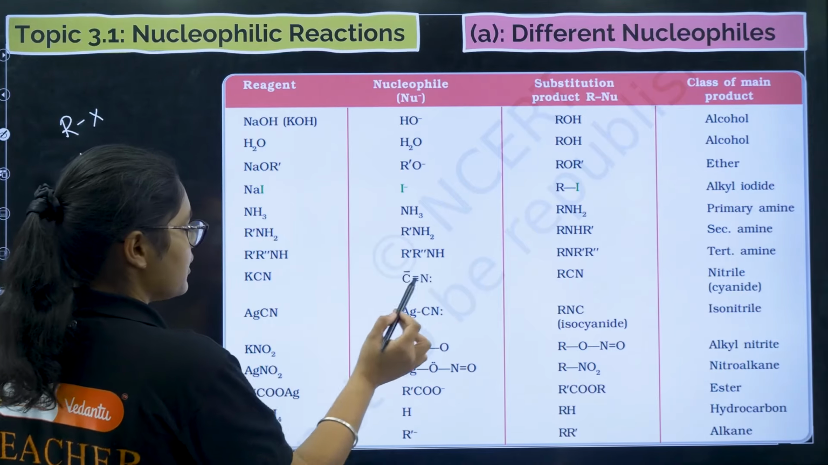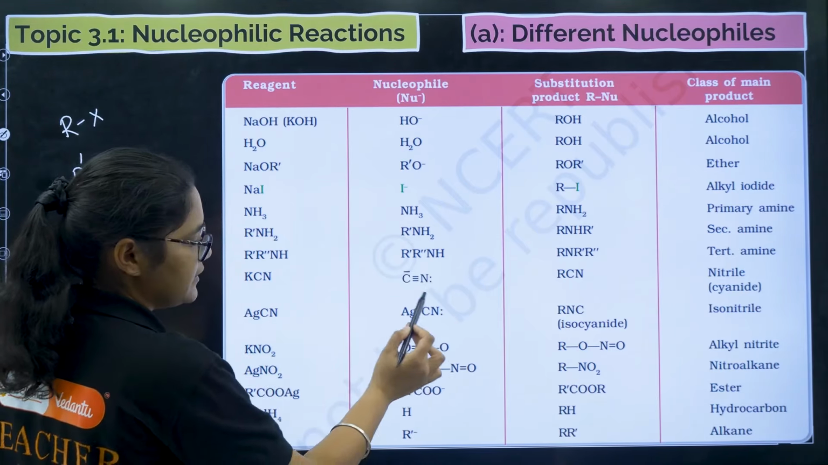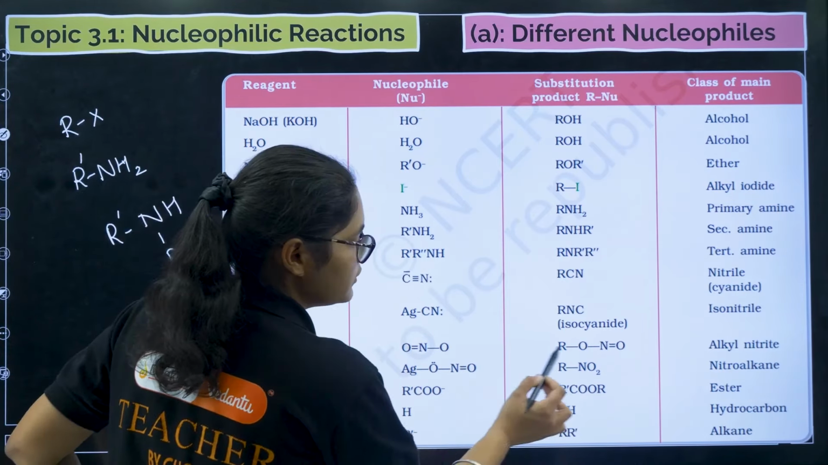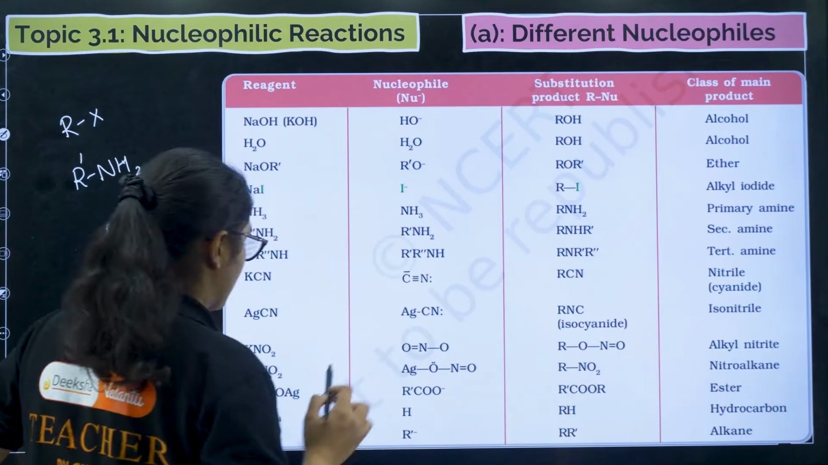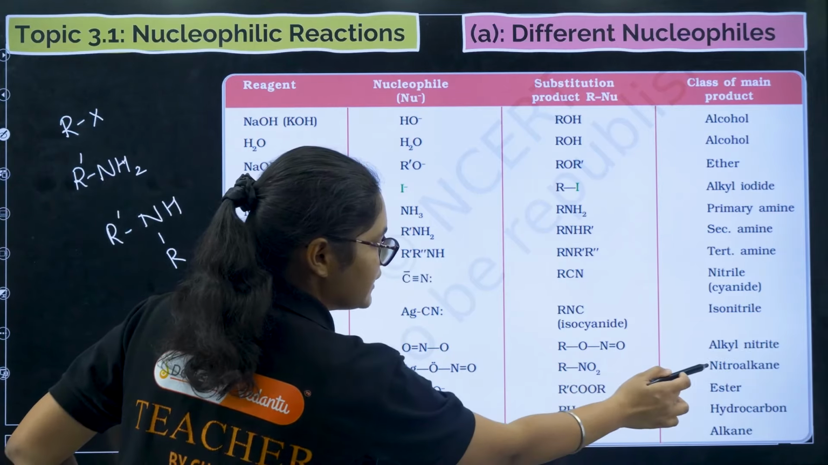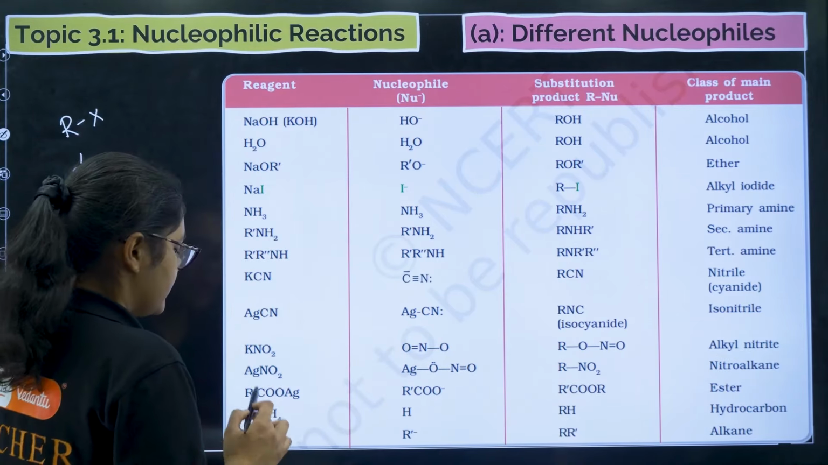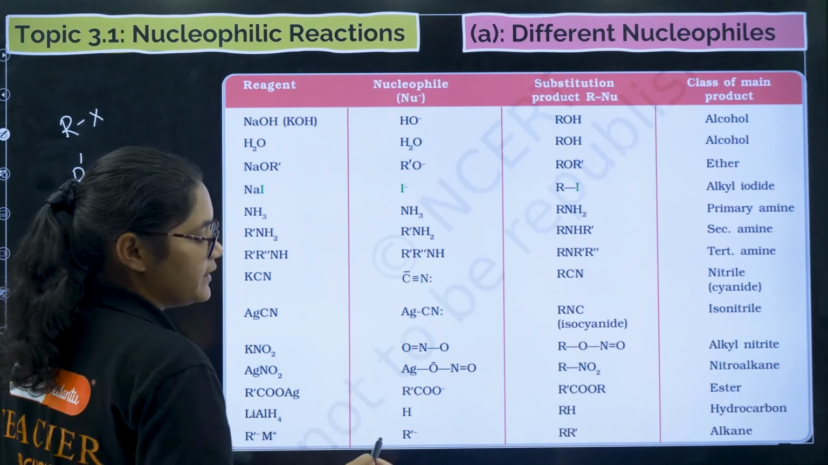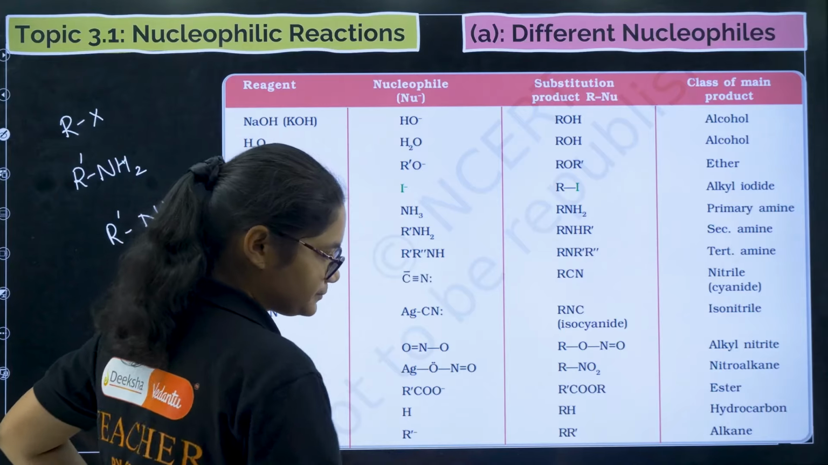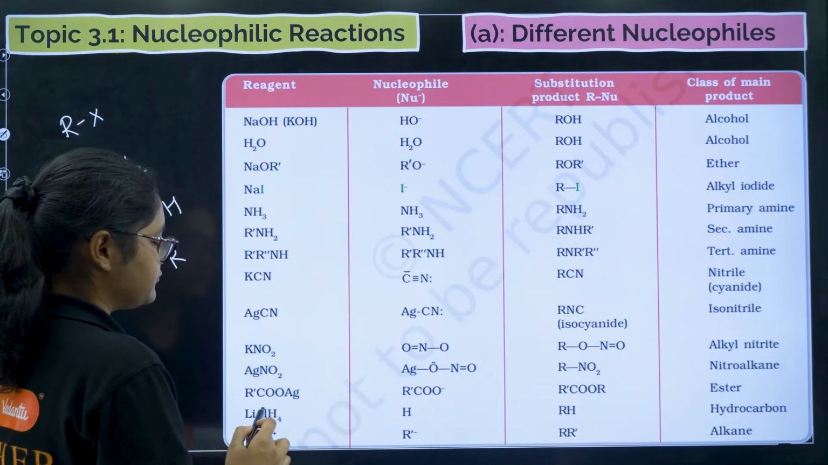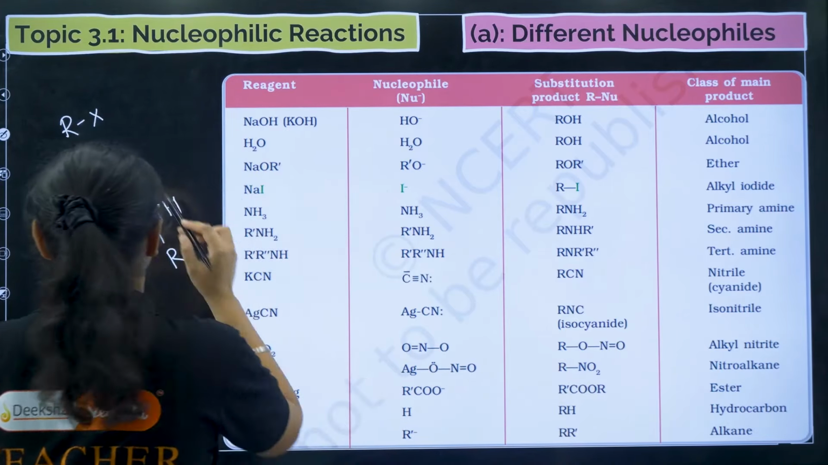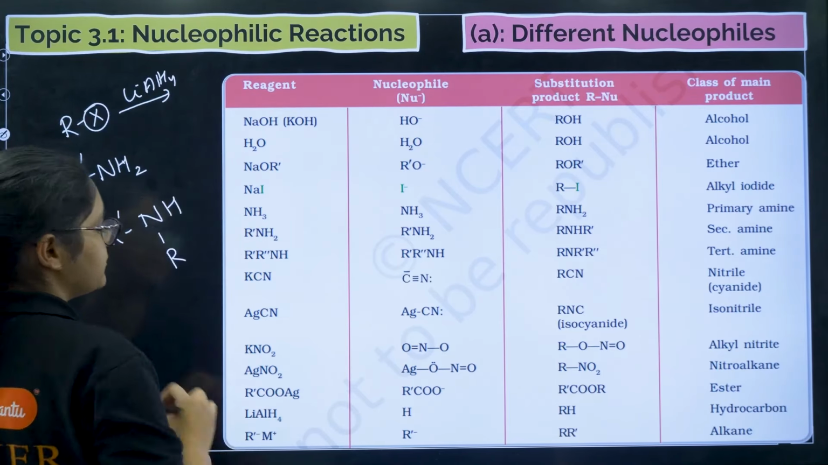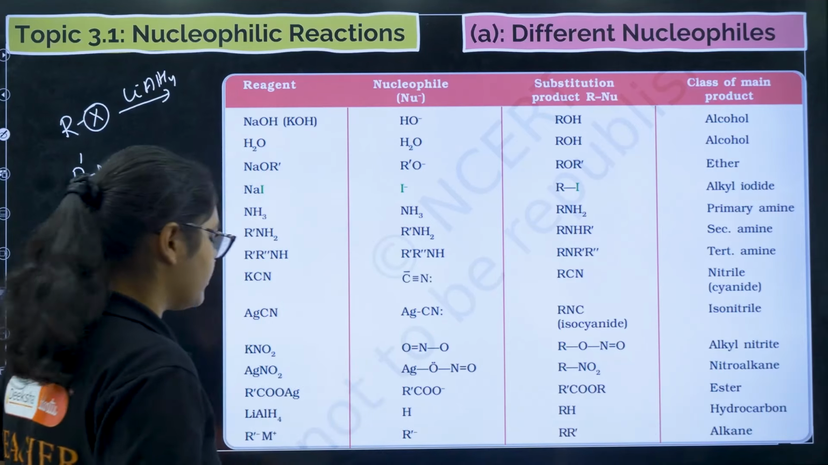Then if you want CN minus, KCN, and AgCN gives NC, isocyanide. KNO2 will give you ONO, that is your alkyl nitrite, and AgNO2 will give you NO2, and that is nitroalkanes. Next you have RCOO minus Ag plus, so we have RCOO minus and that is RCOOR, ester. LiAlH4 will give RH. So if you just treat it with LiAlH4, what will happen? This X will be replaced with hydrogen and we will get a hydrocarbon.